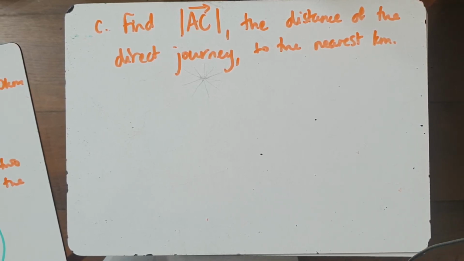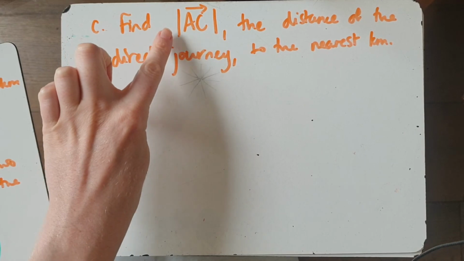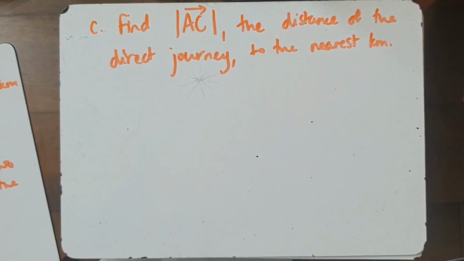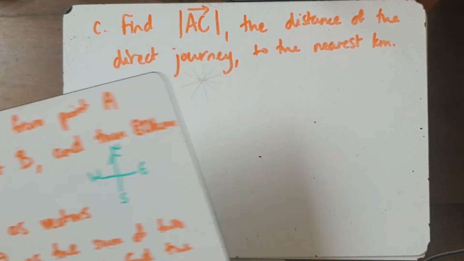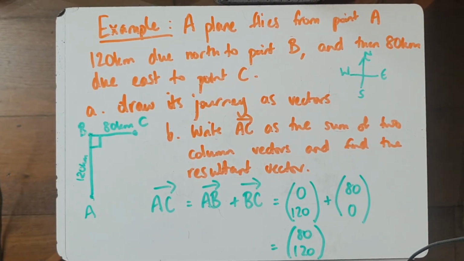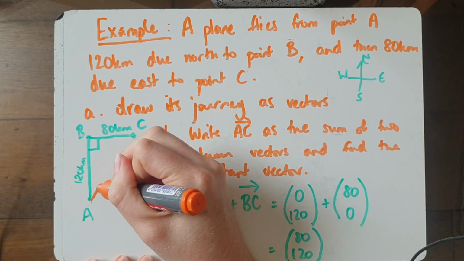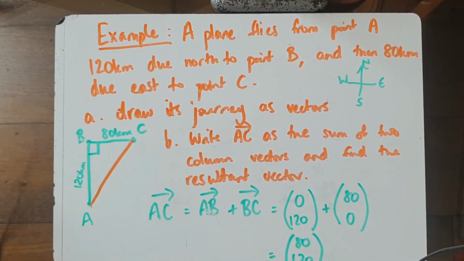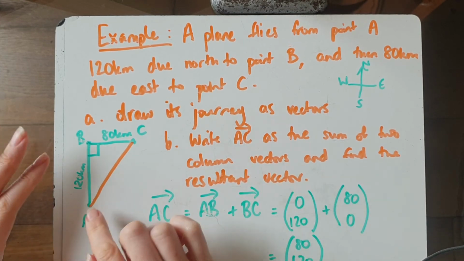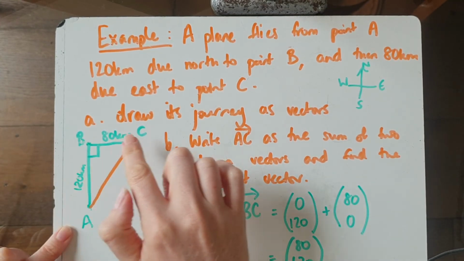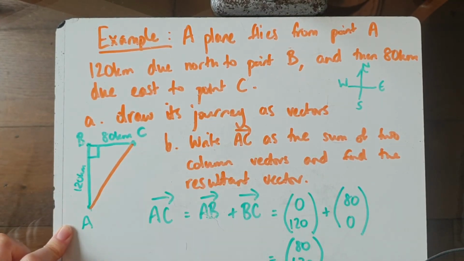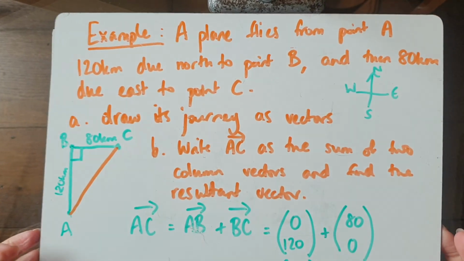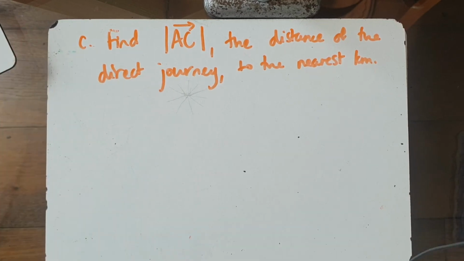For part C, we are finding this. Now this is the magnitude of the vector A to C. That would be the same as this distance here. So that would be a direct journey. If we made a direct journey from A to C, or let's say the plane had flown from A to B and then B to C, and then it just needed to get back to A, it would be this distance here. That is the magnitude of the vector AC.